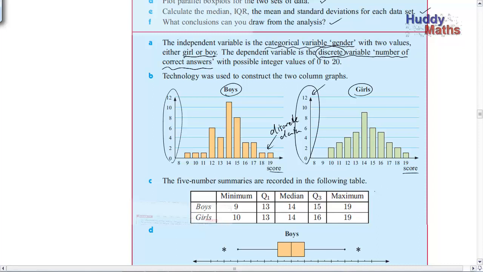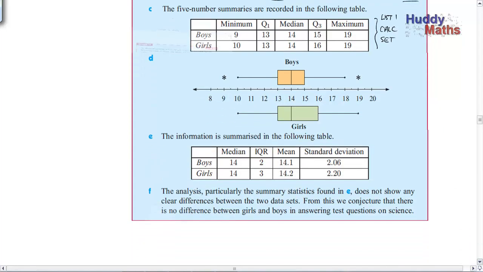Okay, 5-number summary from the calculator. Putting all the data in, if you're Casio, list 1, then go to calc, and you've got to set it up on list 1, and then you get these values, the 5-number summary, way down the bottom. Part D, the boys and girls box plot.